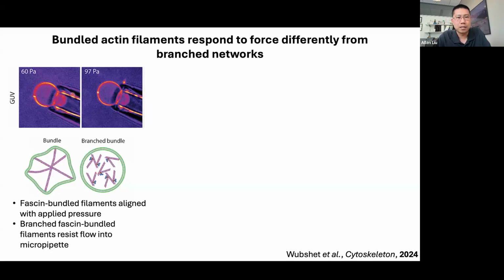So here my student Najab did a pipette aspiration assay where he encapsulated either actin bundles or actin bundles that are branched using the Arp2/3 complex, the same branching protein found in lamellipodia. And then he looked at how they respond to micropipette aspiration, so the force exerted by suction.